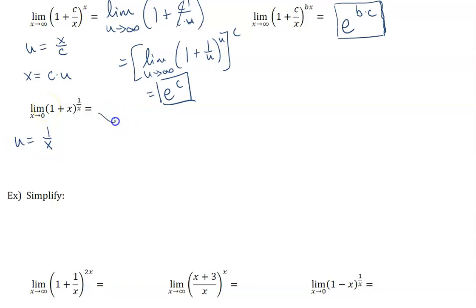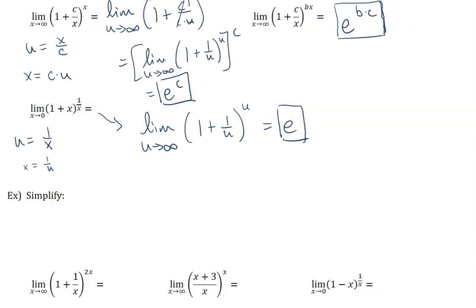So then this becomes the limit. So if x is approaching 0, the reciprocal of 0 is infinity. So we can say that u is approaching infinity, and then this becomes 1 plus, and x is equal to 1 over u, if I rearrange that. So I get 1 over u here, raised to that's exactly equal to u, and then this exactly matches the first form, so again, we end up with the exponential e.